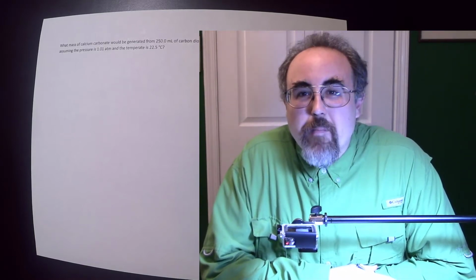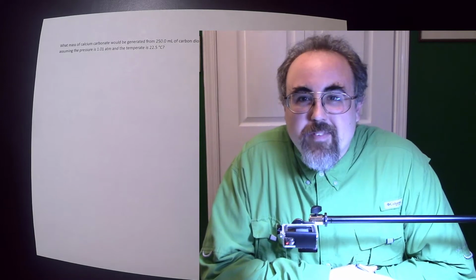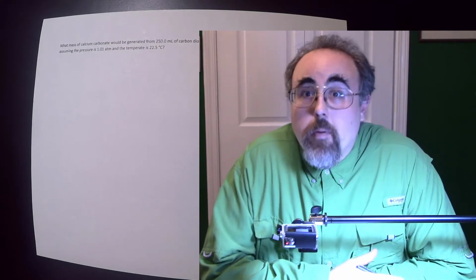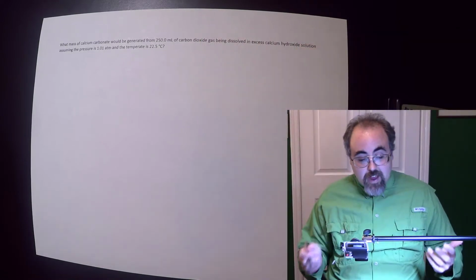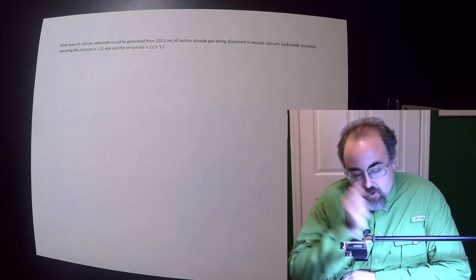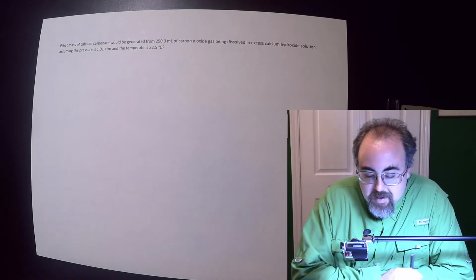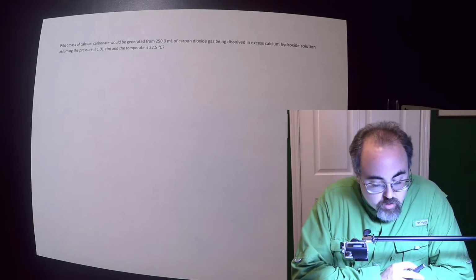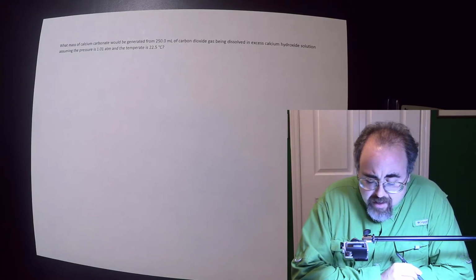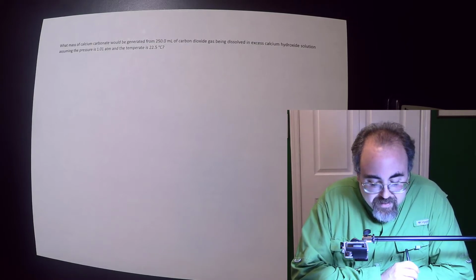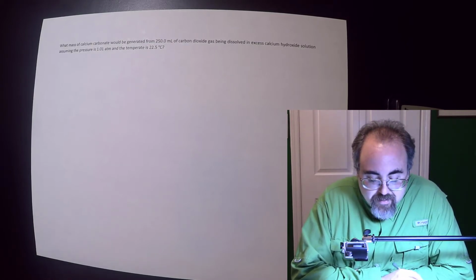So today I'm working a few chemistry problems, and this one I'm diving into is a stoichiometry problem involving a gas. In this case, what mass of calcium carbonate would be generated from 250.0 milliliters of carbon dioxide gas being dissolved in excess calcium hydroxide solution? I think I need the word "a" there. Anyways, assuming the pressure is 1.01 atmospheres and the temperature is 22.5 degrees Celsius.